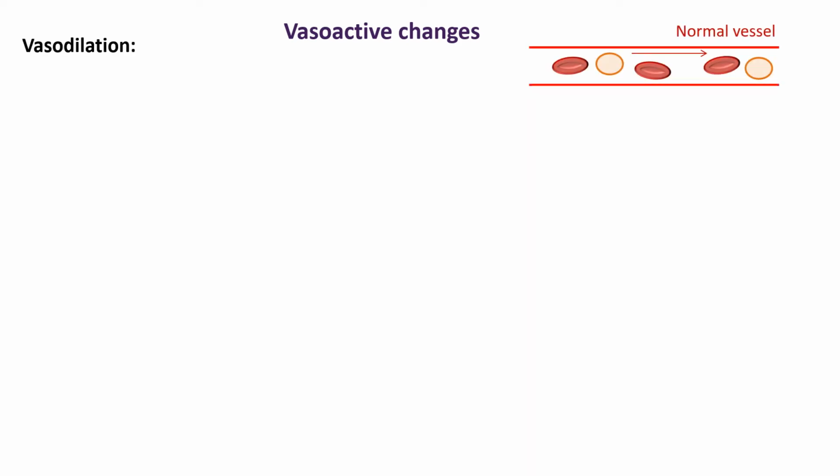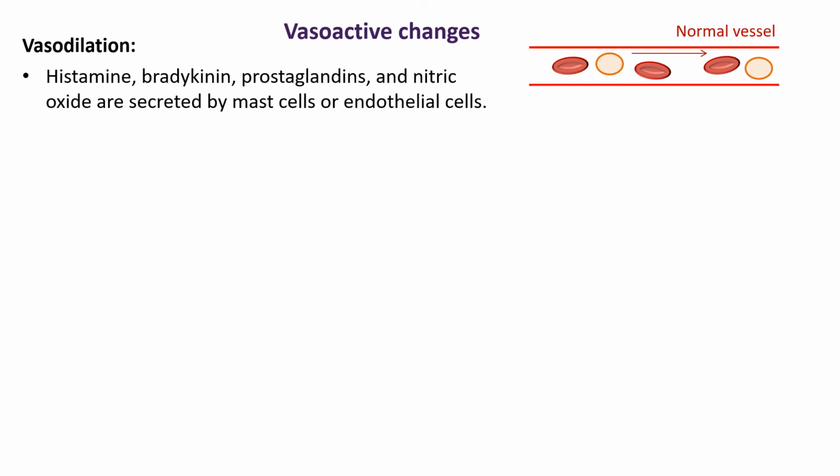So let's start at the beginning and talk about those vasoactive changes. So let's talk about vasodilation. On the right you can see a normal vessel, so we have our erythrocytes, our white cells, all just moving along in a nice straight line. Now, histamine, bradykinin, prostaglandins, PGE2 in particular, and nitric oxide, remember, is a vasodilator. These are secreted by mast cells or endothelial cells.